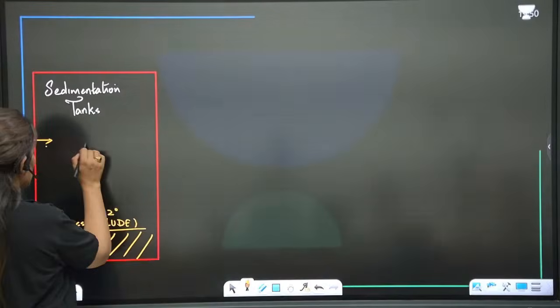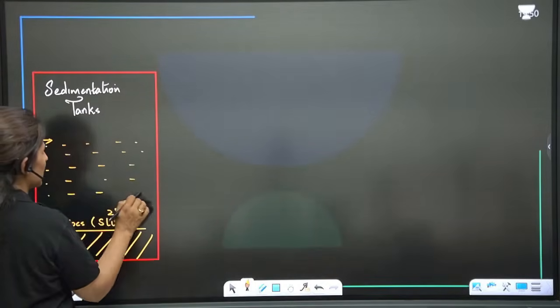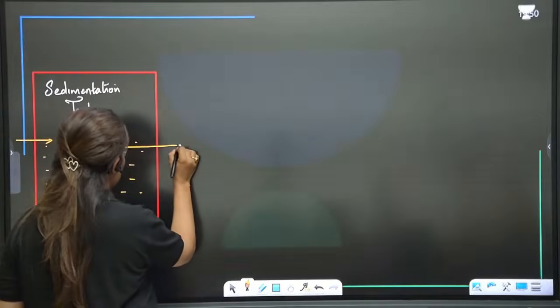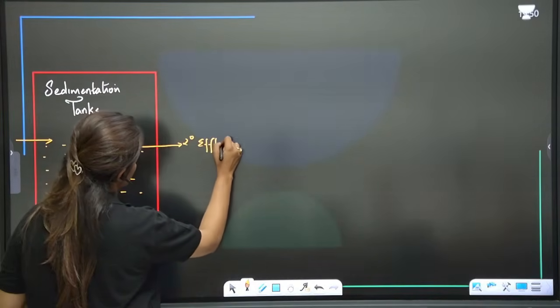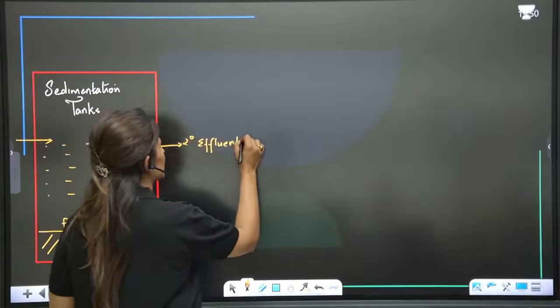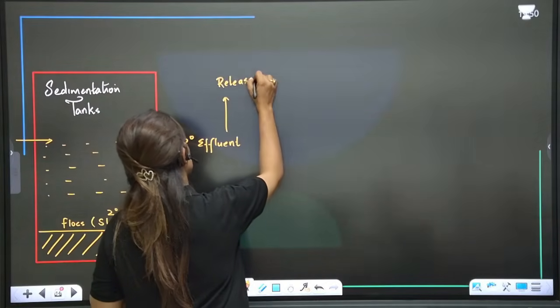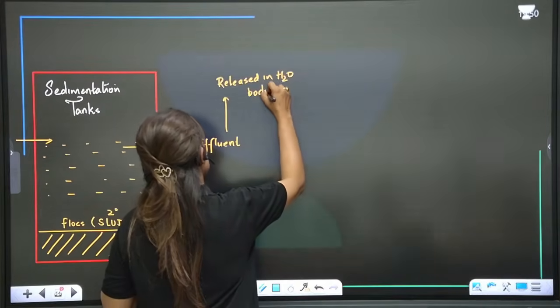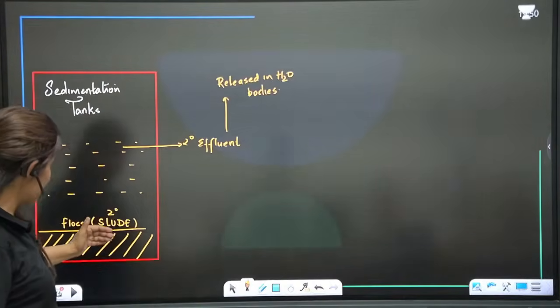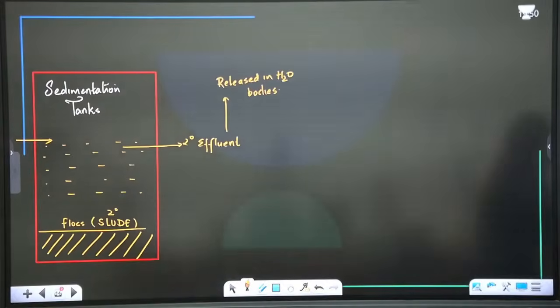And then the rest of the effluent is called the secondary effluent. Is it clear? Now this secondary effluent can be released into the water bodies. Please tell me that these points are clear to you. I have to separate the flocks, otherwise they can be disease causing. Is this point clear to everyone?